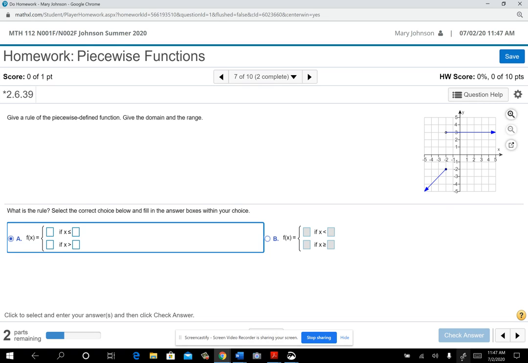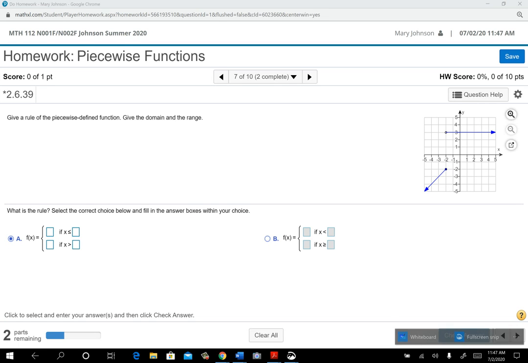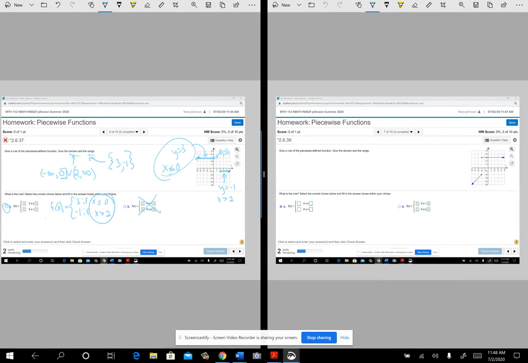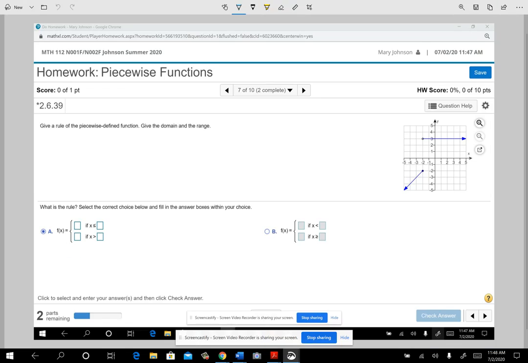This line right here is y equals x. Okay, the equation for it would be that y equals x, because if you look at it, you have -2, -2, -3, -3, -4, -4. So your x and your y are always the same. So that's the equation for that piece, okay?